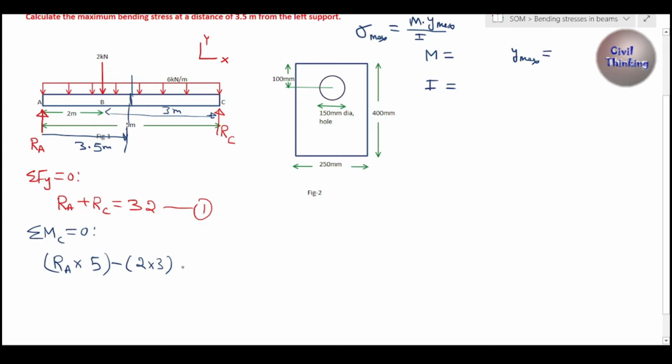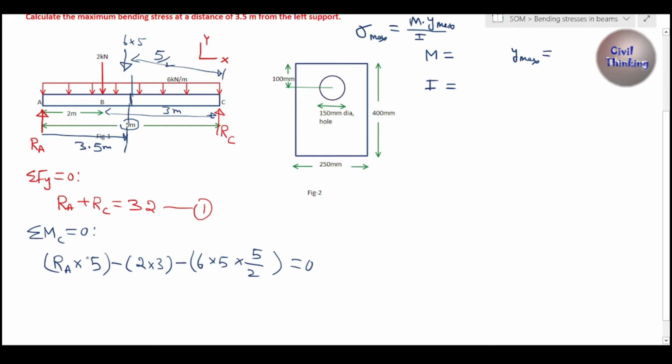Now there is the UDL, minus 6 multiplied by... how much is the total load of the UDL? 6 multiplied by 5, because 5 is the total length. Now we can assume the UDL is acting at the center of this beam, whose magnitude is 6 multiplied by 5. And how far is it from C? The total is 5 meters, so from here to here is 5 by 2. We write 5 by 2, and this is equal to 0.